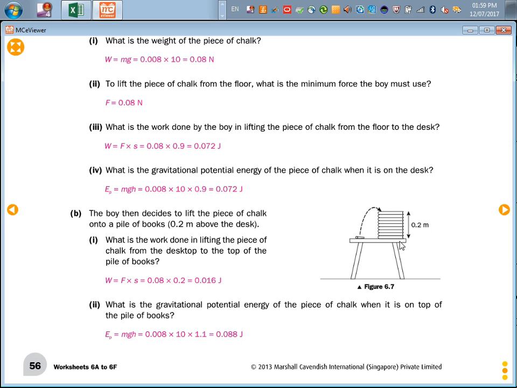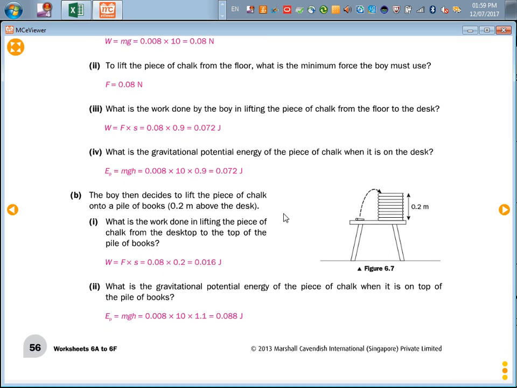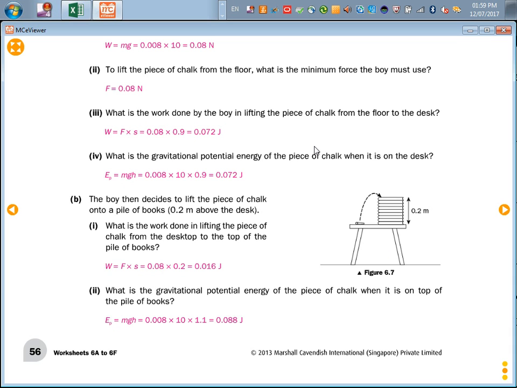So now, he's going to lift it up another 0.2 meters. The work done in lifting it up is again force, which is the weight, times distance moved upwards, 0.016 joules. And finally, gravitational potential energy when it is on top of the books will be mgh. Now h is not just 0.2, it is 0.9 plus 0.2, so that gives you 1.1. So finally, it has a greater amount of gravitational potential energy than on the floor and on the table, because it is now higher. Any questions?